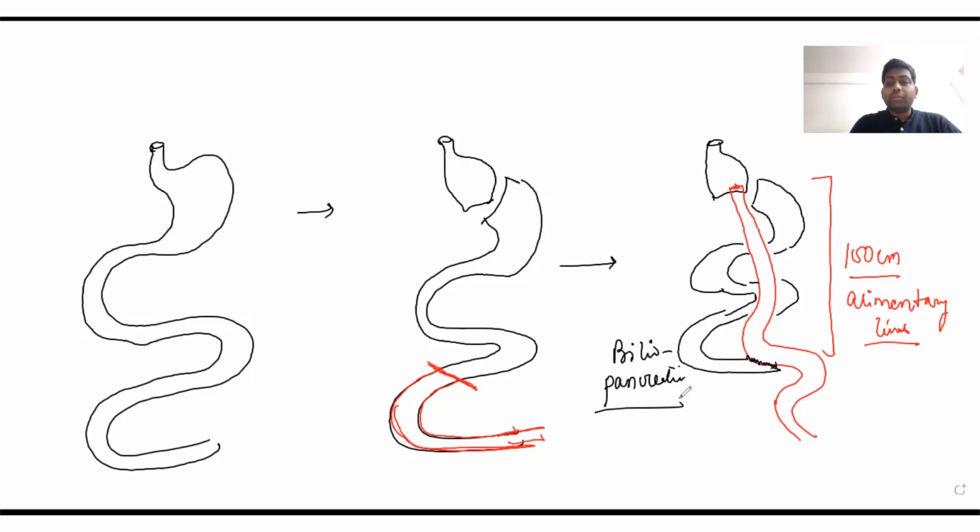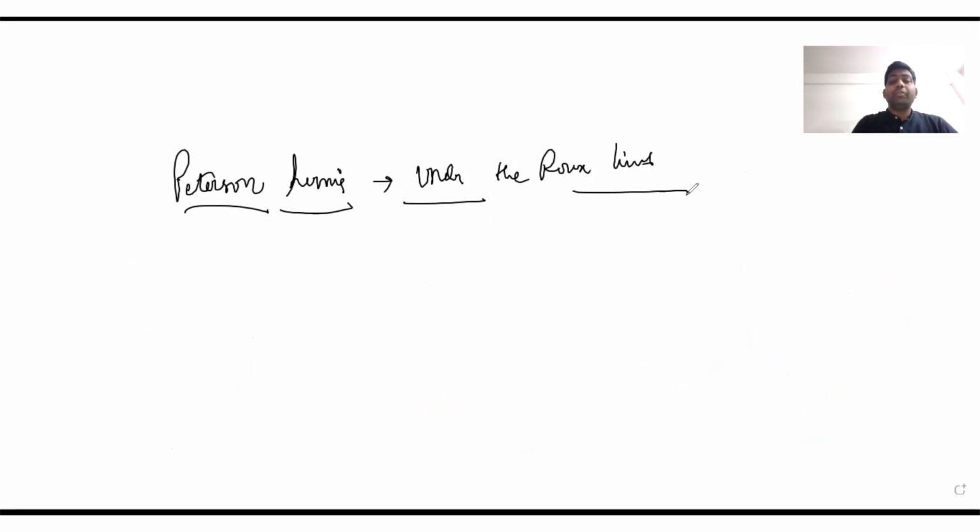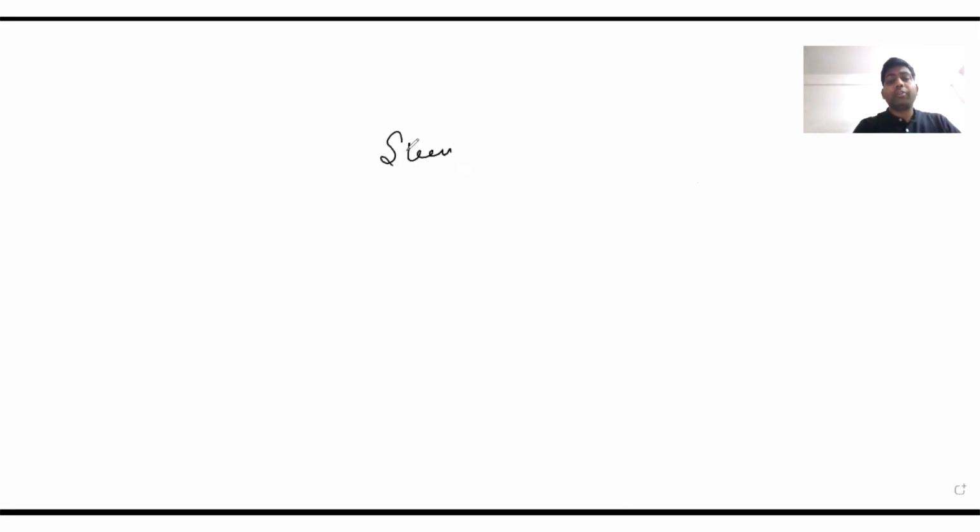Now, what are the problems in this? Under the Roux limb, there can be a hernia, and that hernia has been given the name Peterson hernia. Apart from this, there can be complications like deep vein thrombosis. There can be complications of anastomotic failure. These are the main things about Roux-en-Y gastric bypass. Let us look into the next one, that is sleeve gastrectomy.